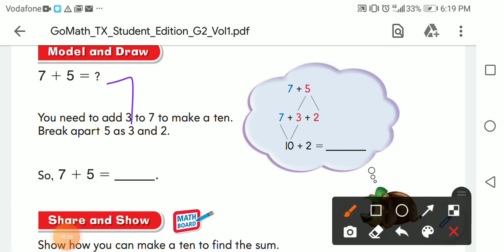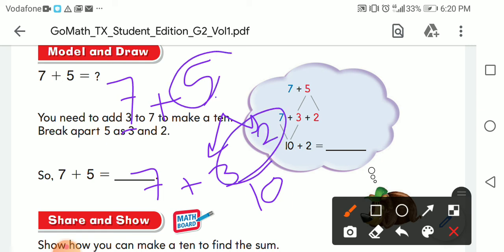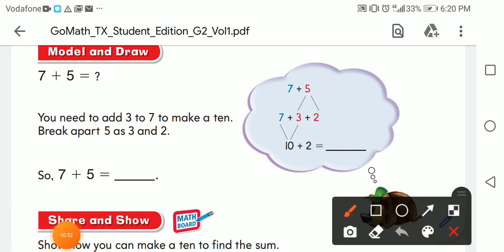Okay, 7 plus 5. 7 plus what gives me 10? Plus 3. So I say 7 plus 3 is 10. And here 5 was 3 and 2. You have here 10 and 2. It will be 12. Is it difficult? No, it's tricky.